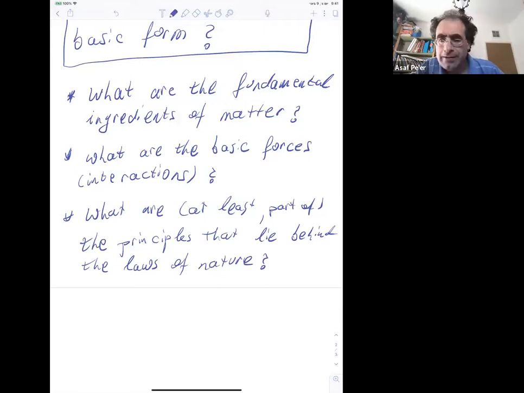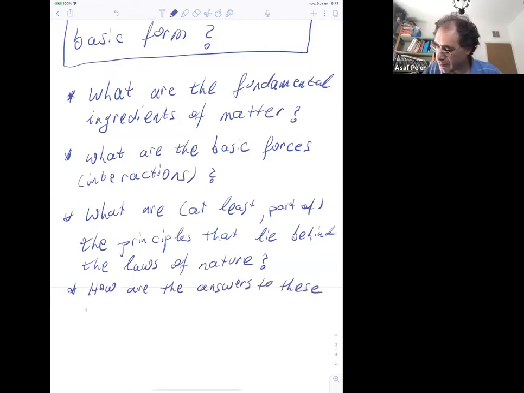And finally, again, related to the example I just gave you, how do the answers to these questions affect the world we live in? In other words, the universe. How do the answers to these questions affect the evolution of the universe?